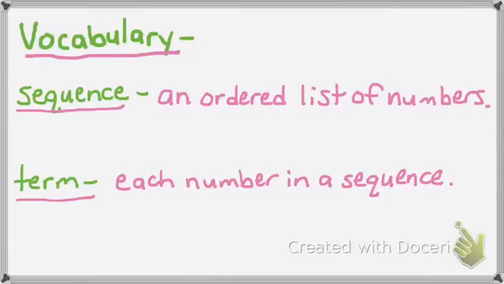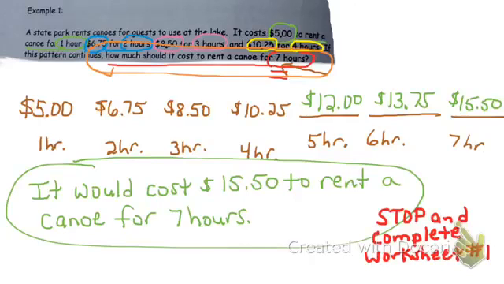So let's go back and review. We had vocabulary: sequence, which is an ordered list of numbers, and term, which is each number within the sequence. Sometimes we'll be given a word problem, and we need to write our own sequence from what they gave us, which is what I wrote here in brown in the pencil. Right, $5 for 1 hour, $6.75 for 2 hours, $8.50 for 3 hours, $10.25 for 4 hours.